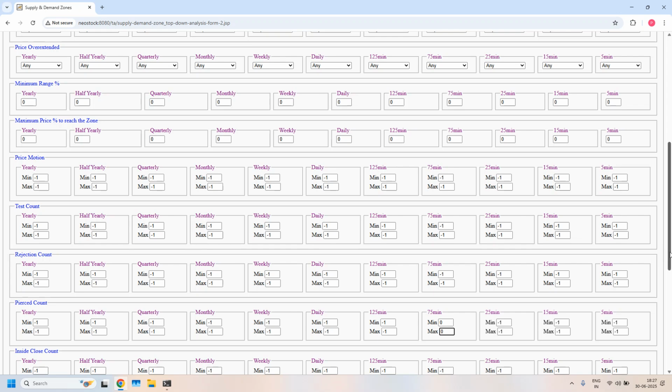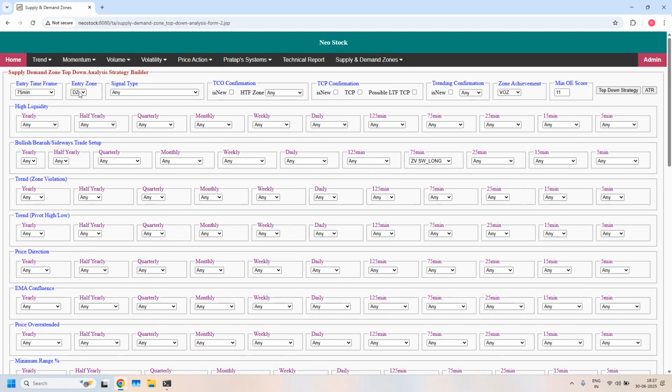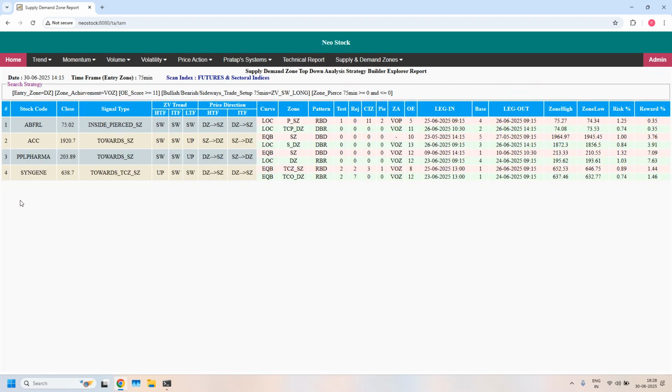Which zone? Because this pierced count will be applied to 75 minutes demand zone. So 75 minutes demand zone won't be pierced. Anyway, all filters will be applied to whatever you have selected here. Because I selected 75 minutes demand zone, all 3 filters are applied. After applying the filters, we got 4 stocks. That means sideways long trade setup for weekly income trade, we got 4 stocks. And entry time frame zones are 75 minutes demand zones. See, some of these zones are already tested.